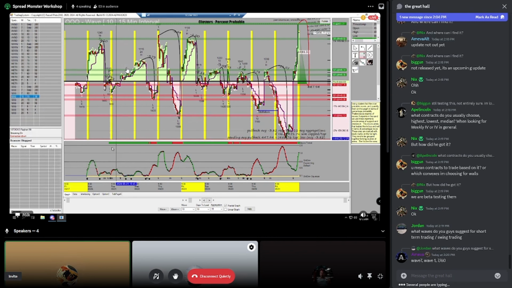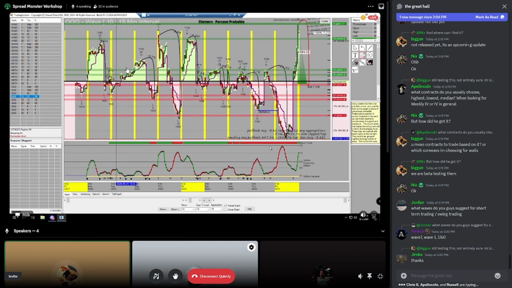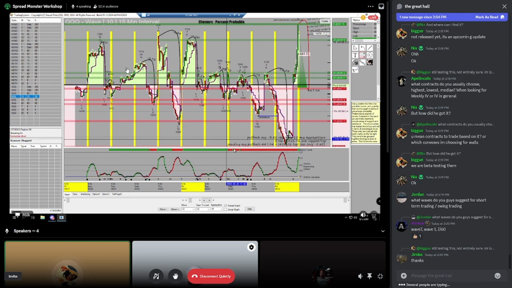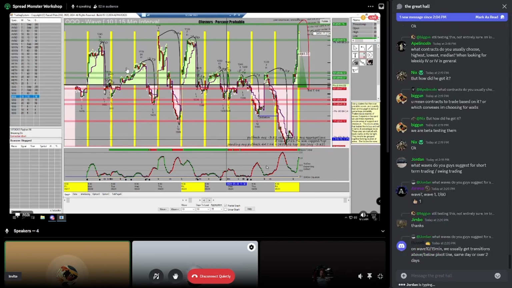So right now I don't have much more to say about the new updates, but again, the floor is open for questions. I see a lot. Someone's asking what contracts I choose. Do you usually choose highest, lowest, median? I'm not exactly sure, that's asking the strike for a contract on the weekly swing. It's a little more nuanced than I'll talk about right now.